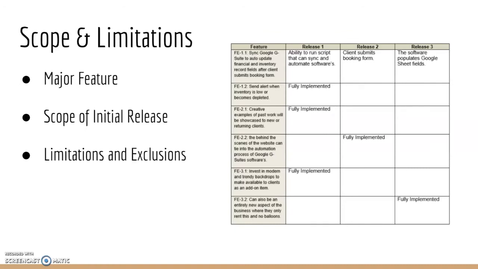Scope and limitations. Major features are automation processes, syncing Google with G Suite, and sending alerts when inventory is low or becomes depleted, and that'll all be processed automatically. And that's a great step forward with technology to let you know that you need to order more inventory.